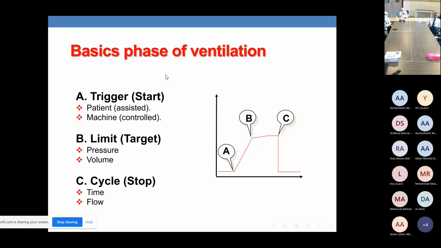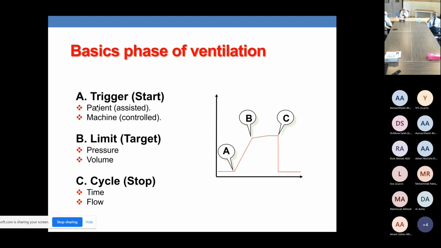Again, the basics of the ventilator. You need to understand that the respiratory cycle will start by a trigger. So this is the trigger of the respiratory cycle. It can be triggered by the patient, or it can be controlled by the machine. Of course, this is according to the mode you are keeping from the beginning.